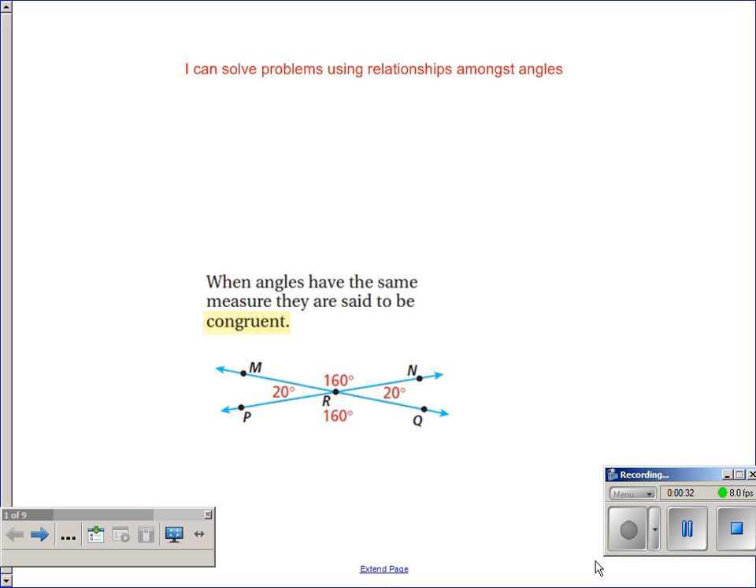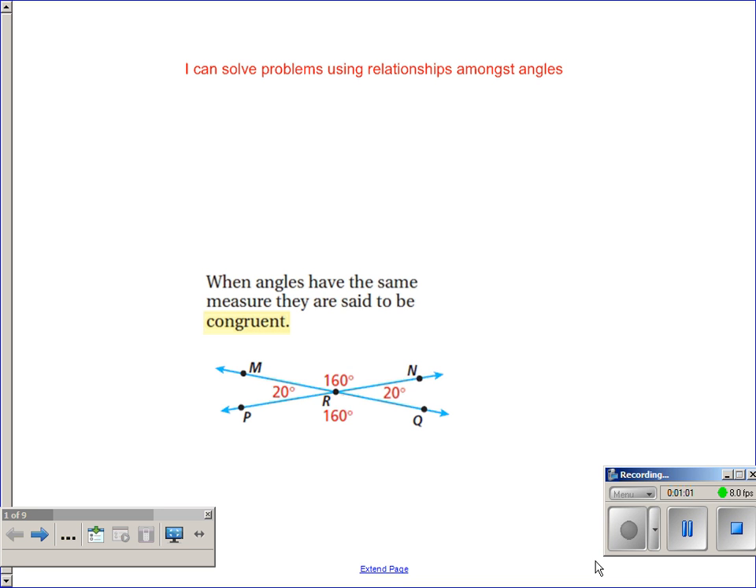If we look at this, we're actually going down to the fourth lesson. This is going to go with lesson 7.3 from your textbook. And we'll be doing some homework problems from 7.3 for today. But we're just looking at finding relationships between angles. Okay? And today we have a lot of vocabulary that we have to go over.